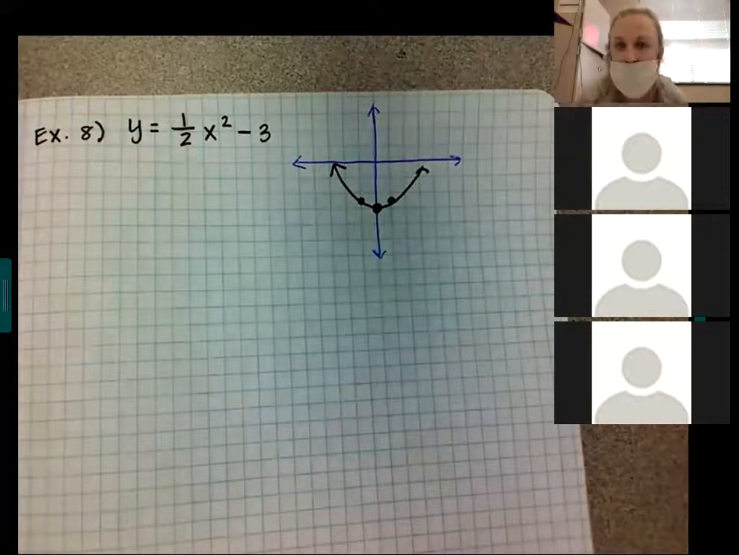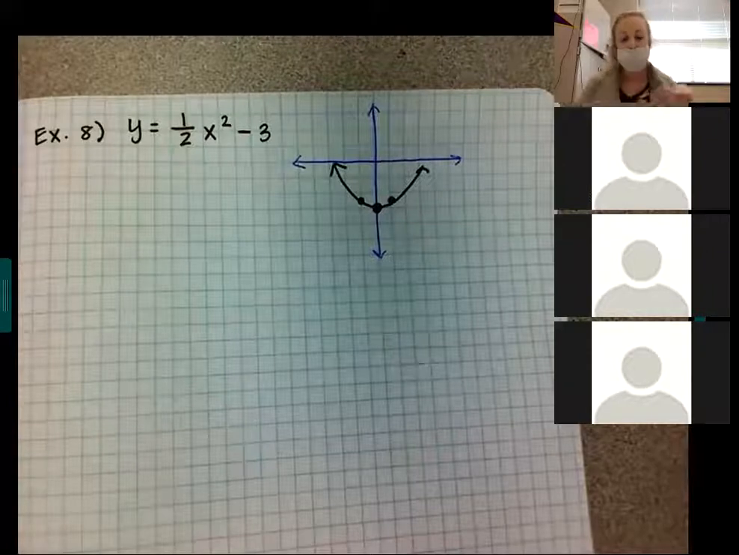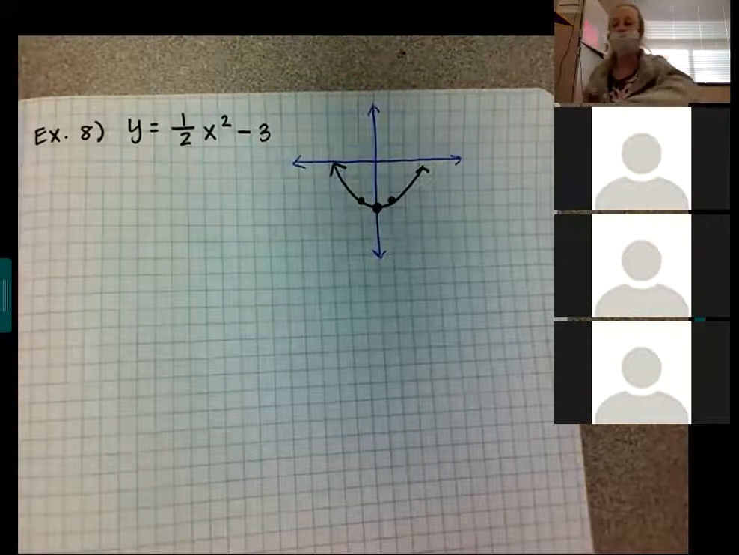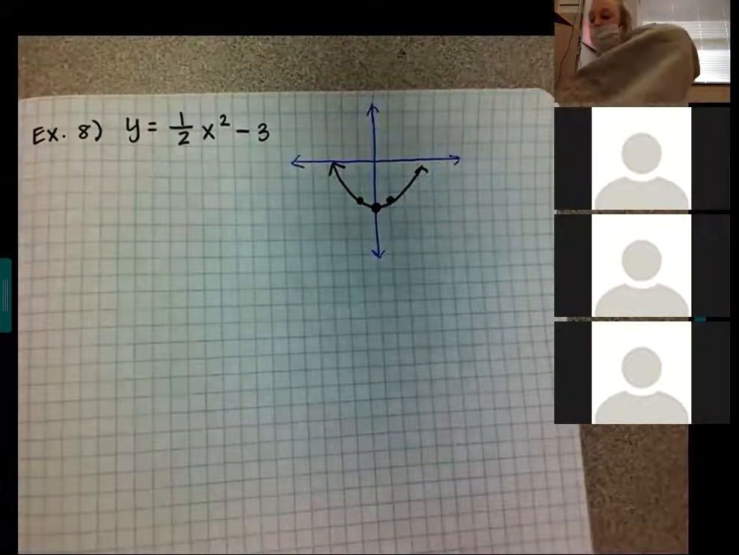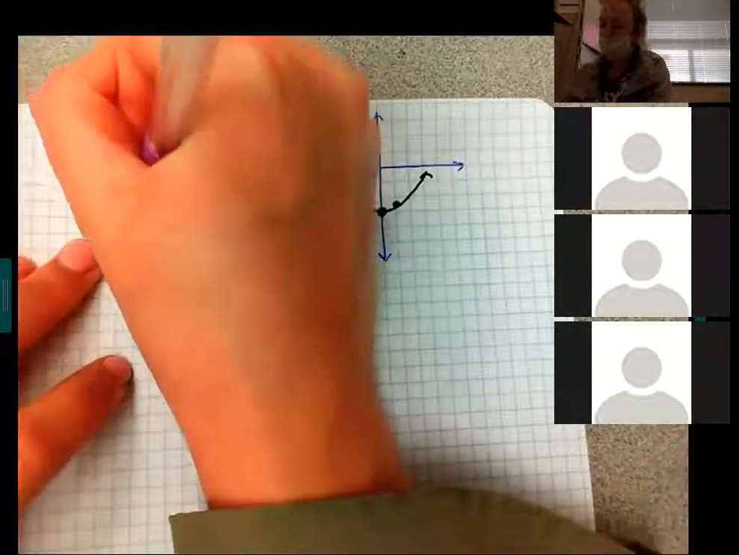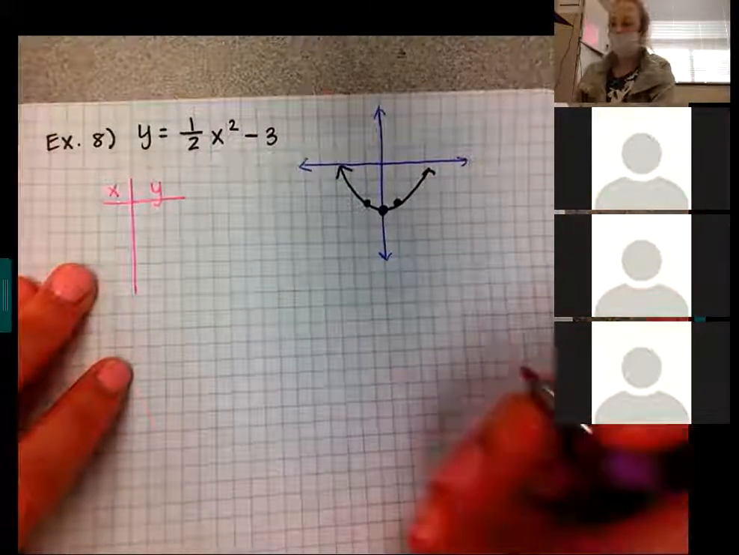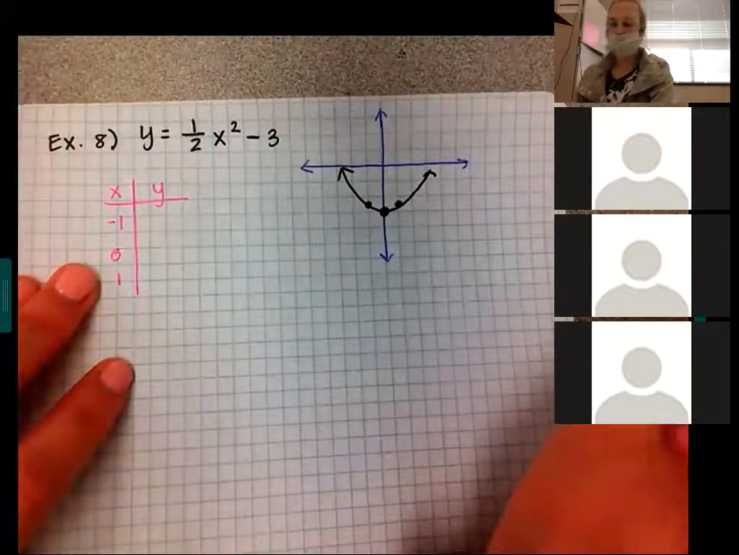Anybody at home want to see tables? Okay, I can show you tables for this one. So let me draw you some tables. Beatty, can you tell me what my 3 parent points are? What do I put in the table? -1, 0, and 1. Okay, what goes on the right side? 1, 0, 1. There you go.